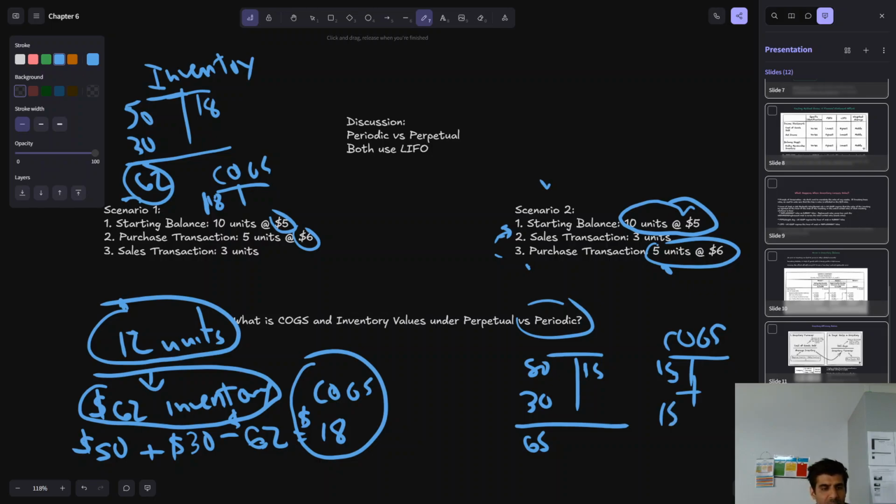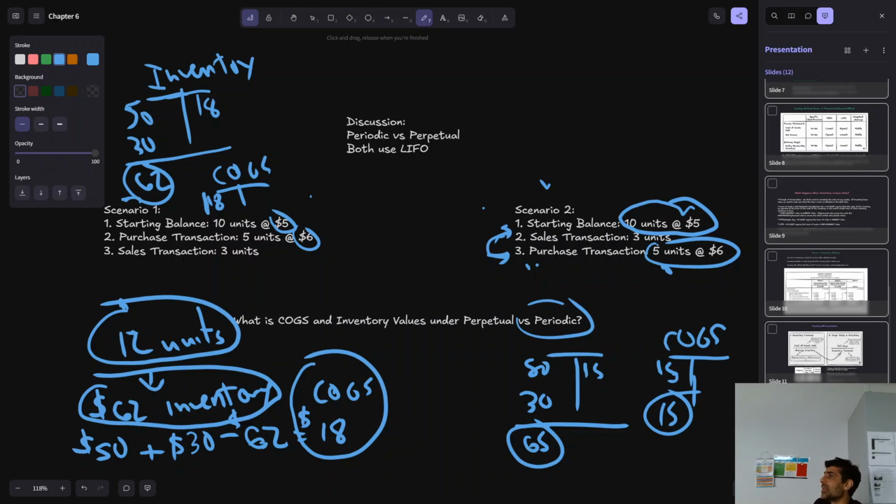Okay, so in scenario two, because the sales transaction happened before the purchase transaction, which is actually the correct way, that's more accurate. The perpetual system is going to give us a cost of goods sold of 15 and an inventory balance of 65. And again, the periodic is the same between these two scenarios because we're only looking at the ending balance. We didn't care about the order of things. We're just seeing what the net balance was in terms of number of units, and then we do our valuation based on the purchase transactions that happen.